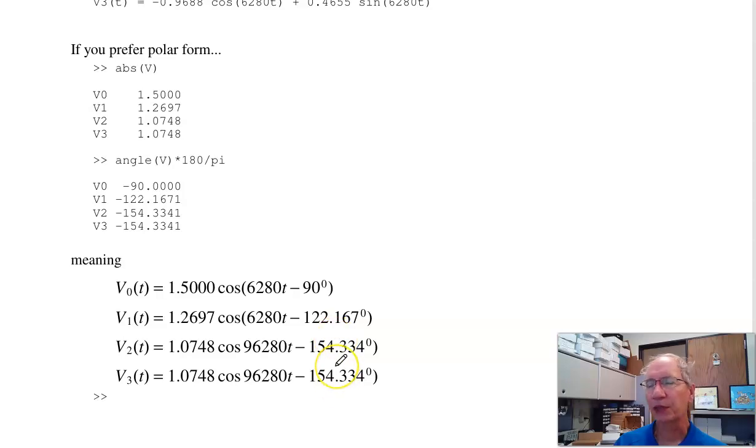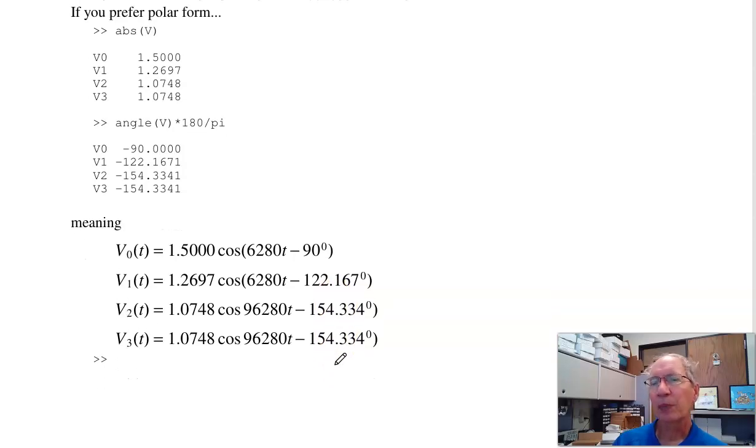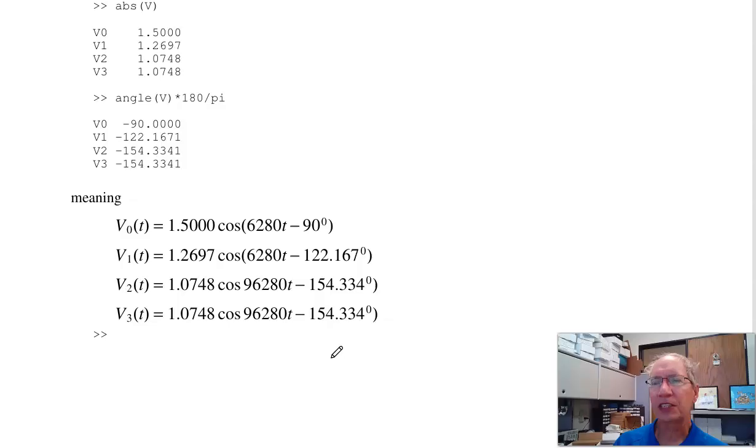And notice V2 equals V3. I prefer polar form because that's easier to see on a graph. On the sine waves, this is the peak of the sine wave. The angle is the delay.